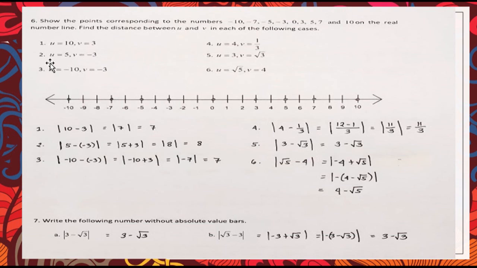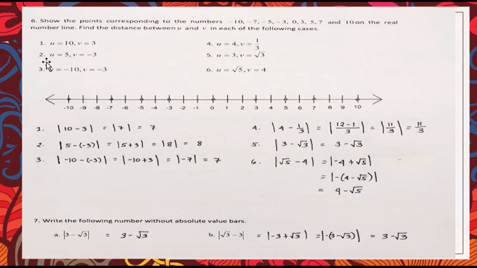So, sa number 1, u is 10, v is 3. So, unsa man daw distance gikan ni 10, padulong ni 3. So, kung atong ihapon sa number line, 1, 2, 3, 4, 5, 6, 7. So, 7 ang answer. So, how do we write it? So that is just the absolute value of 10 minus 3 or u minus v. So 10 minus 3 is 7. So the absolute value of 7 is 7.